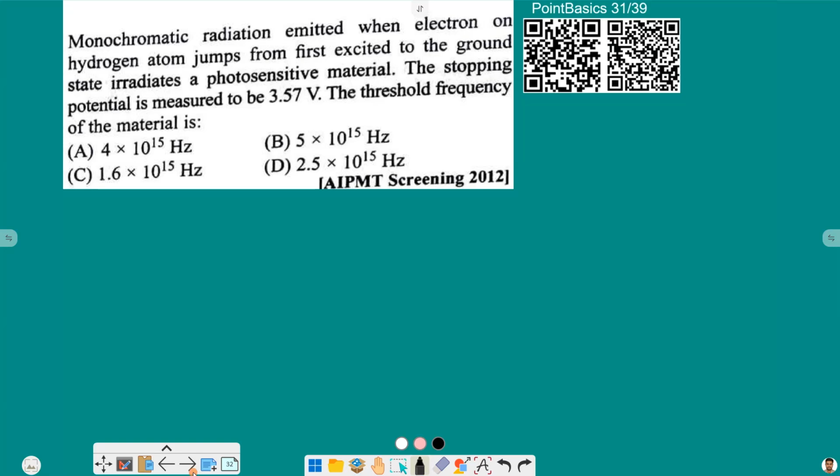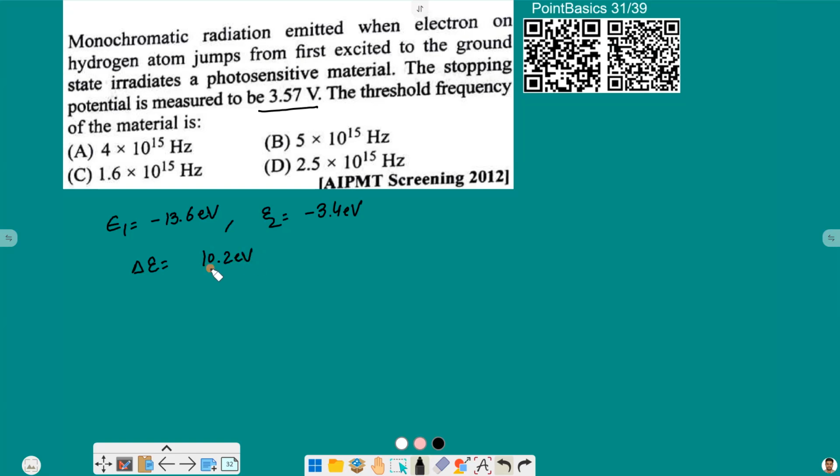Moving ahead, monochromatic radiation emitted when electron in hydrogen atom jumps from first to the ground state irradiates photosensitive material. The stopping potential measured to be 3.57 volt. Threshold frequency of the material is. So it is mentioned that electron is emitted by the radiation, and that radiation has come from the second state to the first state transition. So for the first state of hydrogen atom, we have energy minus 13.6 electron volt, and for the second we have minus 3.4 electron volt. So the energy difference or the photon emitted will be equal to 10.2 electron volt energy.